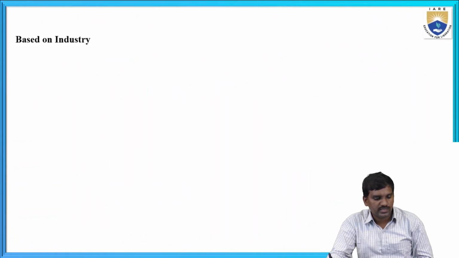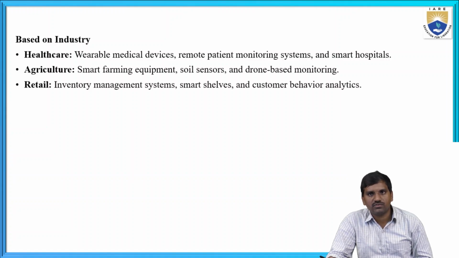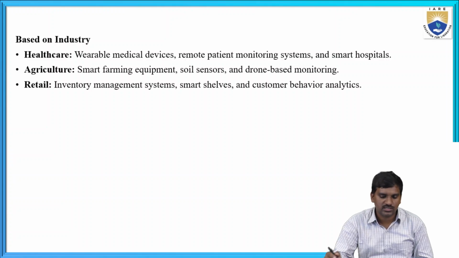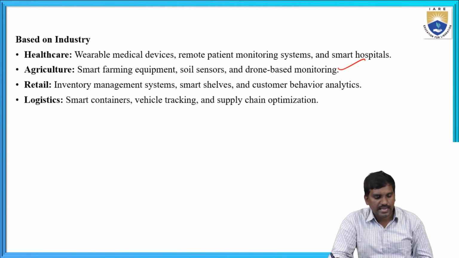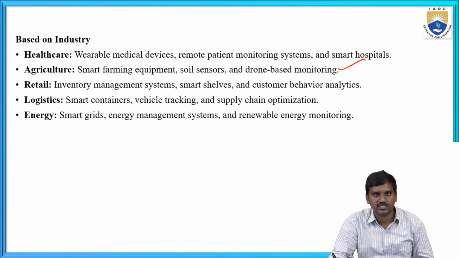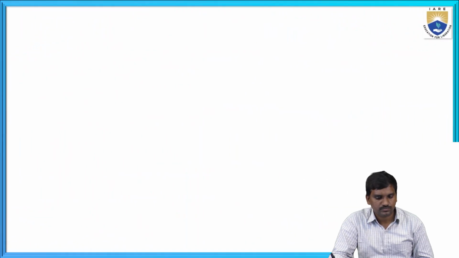Next, based on industry. In healthcare, we have wearable medical devices, remote patient monitoring systems, smart hospitals, like that. In agriculture, smart farming equipment, soil sensors, drone-based monitoring. In retail, inventory management systems, smart shelves, and customer behavior analytics. In logistics, smart containers, vehicle tracking, and smart supply chain optimization. In energy, smart grids, energy management systems, and renewable energy monitoring systems.